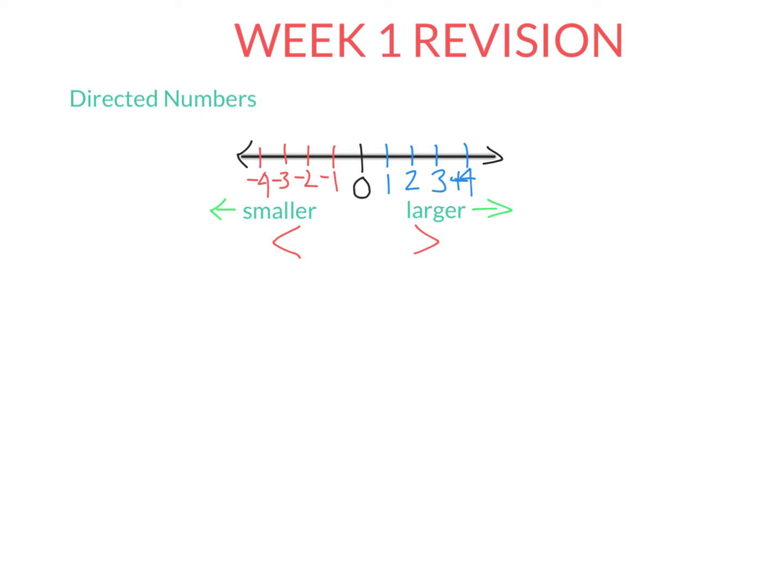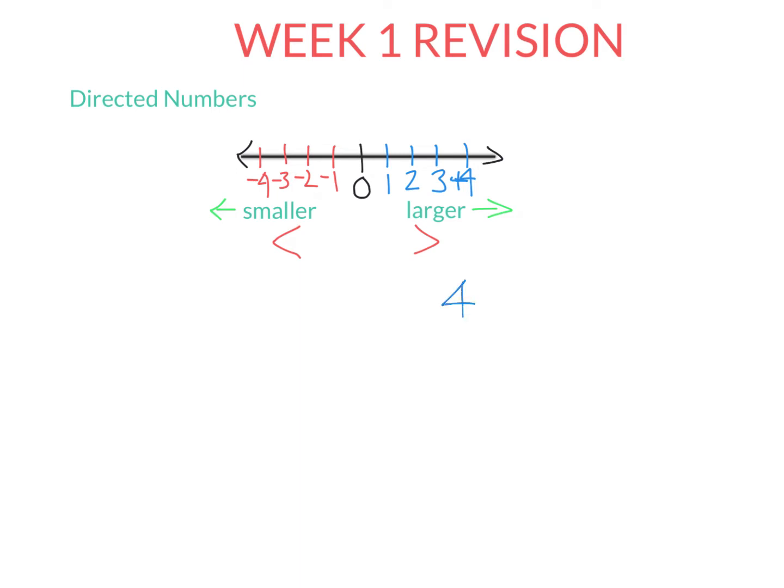So this is called the number line. The arrows indicate it goes forever in both directions. As we go to the right on the number line, the numbers are getting larger. As we go to the left, the numbers are getting smaller. So we use these two symbols here to compare numbers, to say which number's larger or smaller.